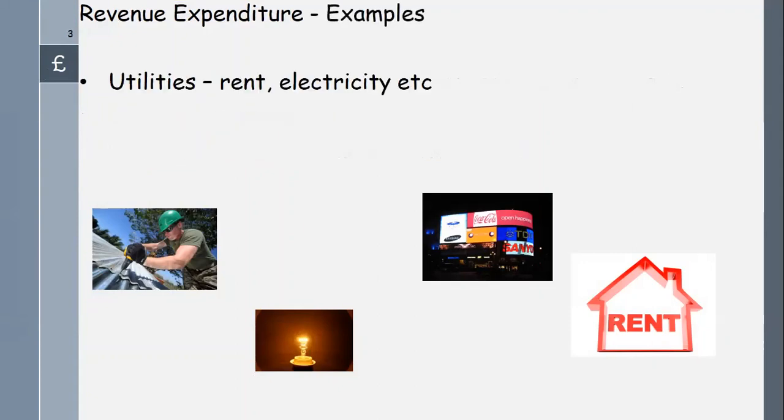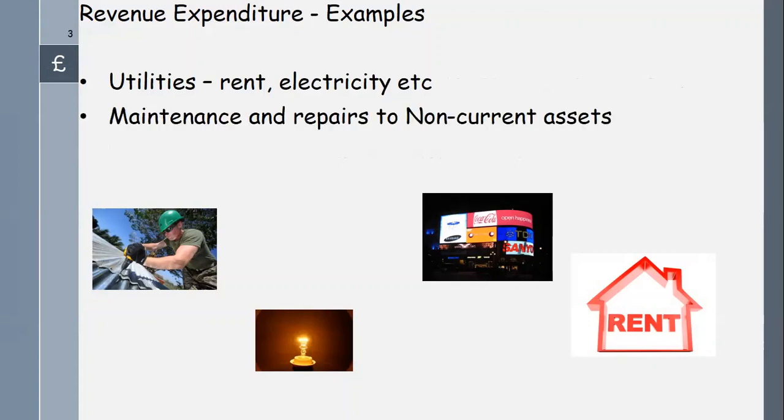Some examples, I've just mentioned some. So utilities, rent, electricity, all those kinds of stuff, all the expenses in that income statement. Maintenance and repairs to non-current assets.